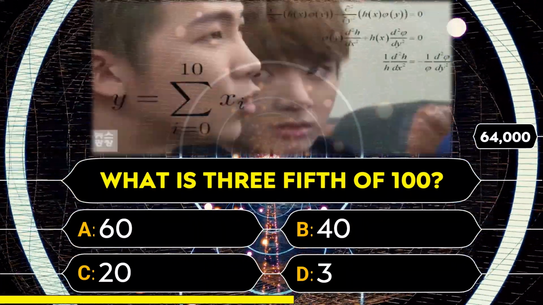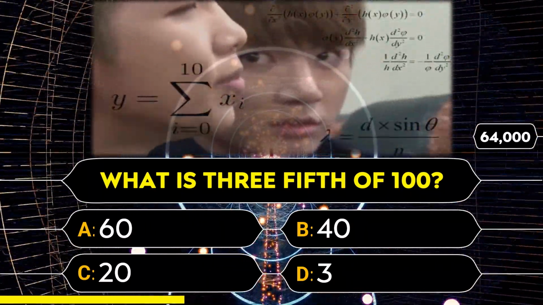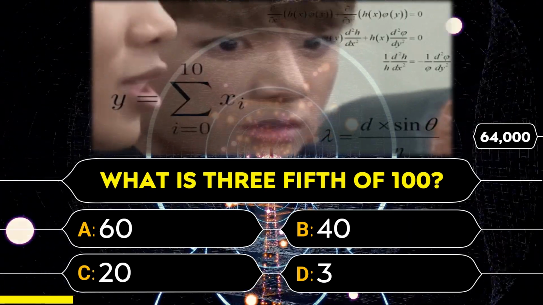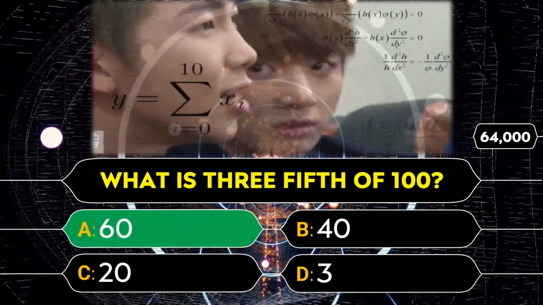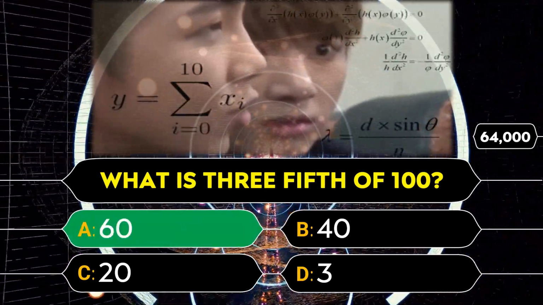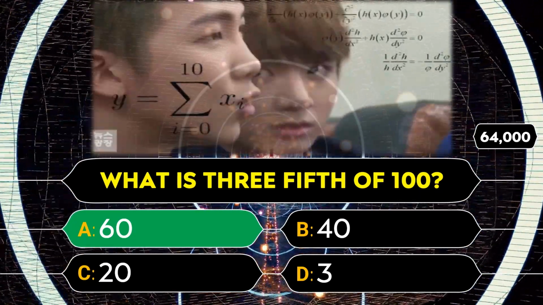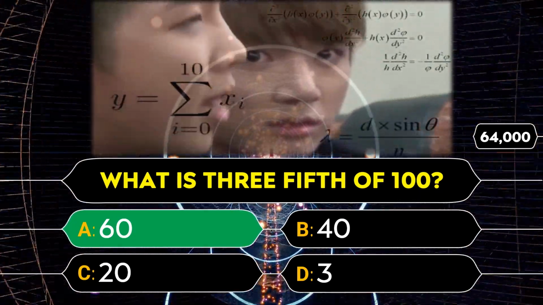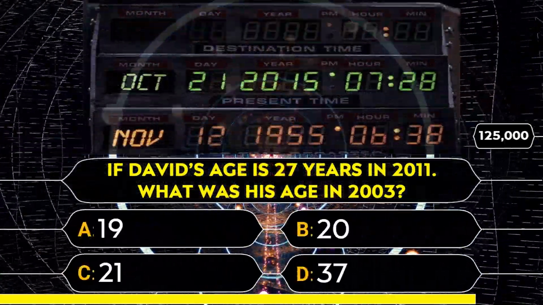Do you know how much 3/5 of 100 is? 3/5 is expressed as 60% in terms of percentage. This is calculated by converting the fraction into a denominator equal to 100. Now let's see how you manage this next question.